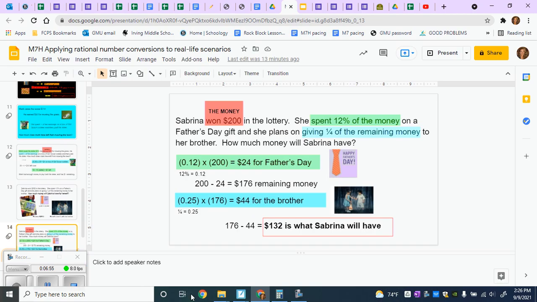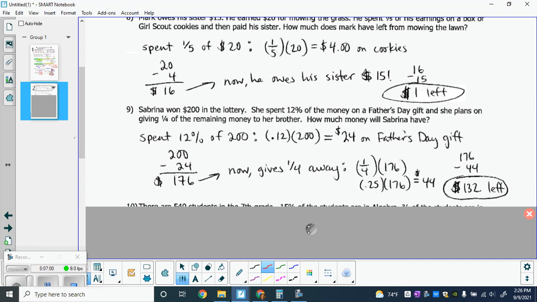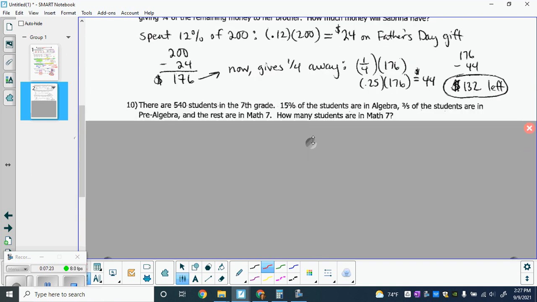And again, let's just make sure you're okay with the notes. Here we go. So she spent 12% of 200 on a Father's Day gift. So she spent $24 for dad, which means she has $176 left over. She gives a fourth of it away. A fourth of that is 44. So if we subtract, we can see that Sabrina has $132 left over. All right, we are cruising. Now we are on number 10.